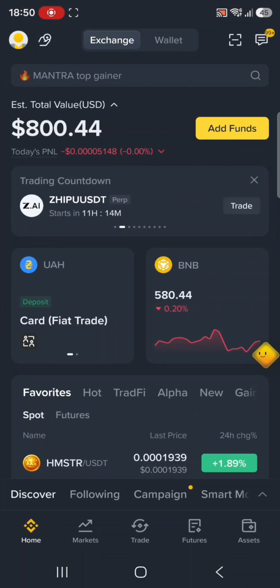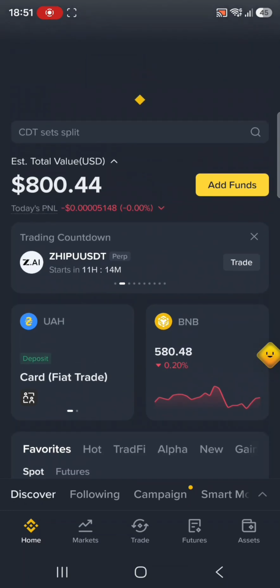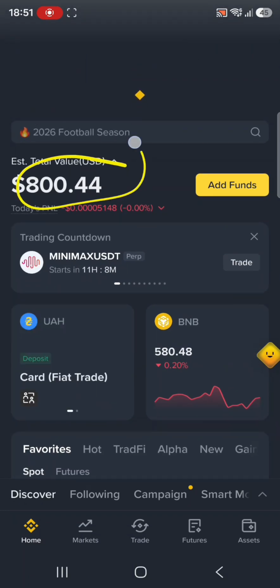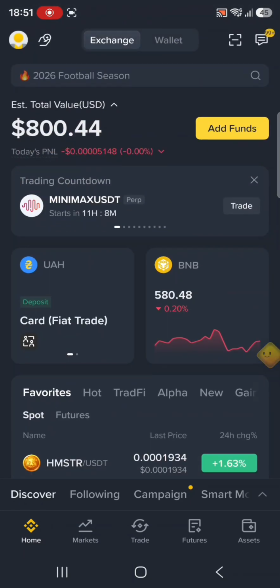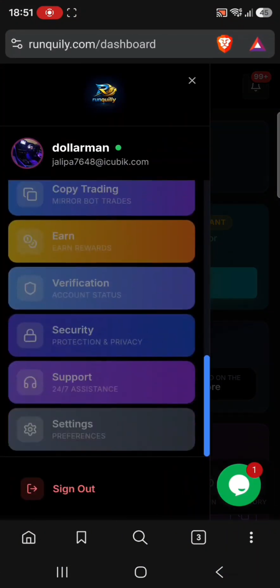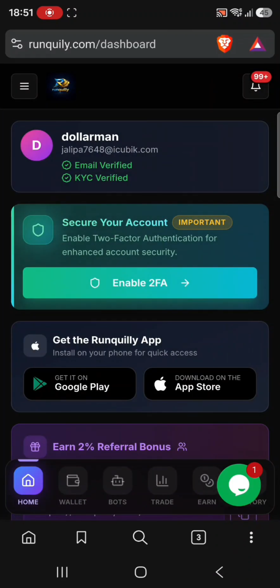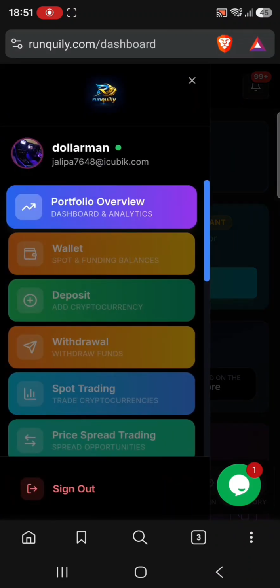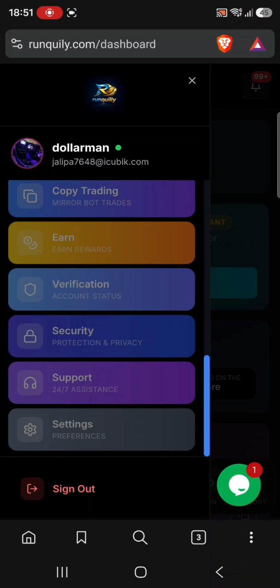So that means you should be having two platforms: a centralized one, which we are using Binance. You can use any of your choice. And you should be having a decentralized platform, which we are using runquilly.com. So right now, if you are a normal human being, you should be having runquilly.com. That's where we get our free arbitrage opportunities.